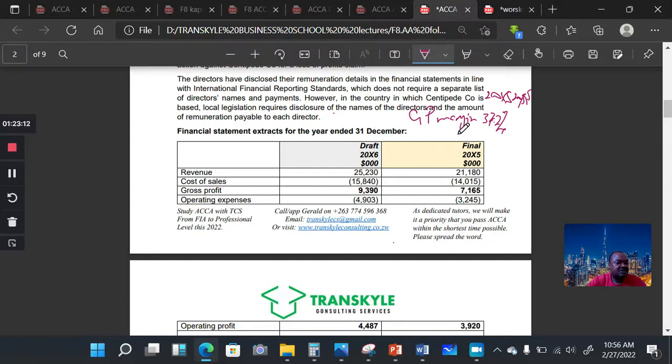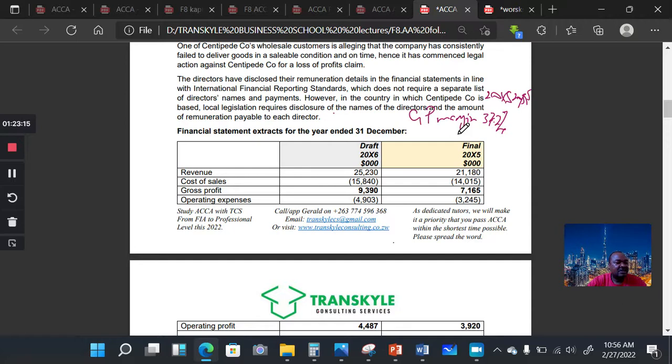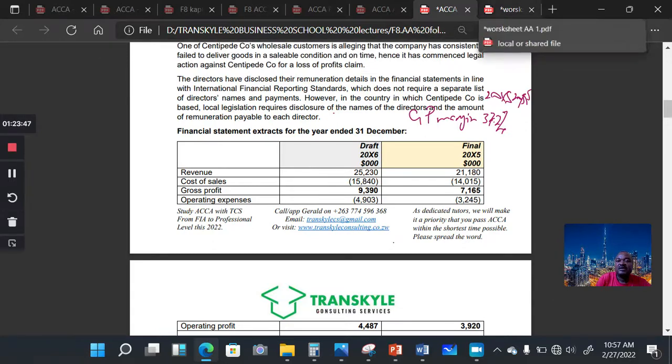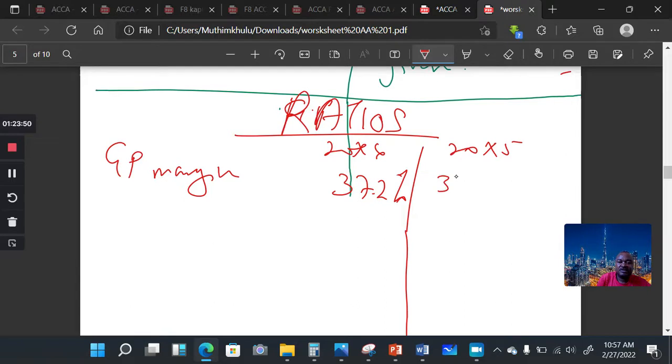We are saying 7165 divided by 21,180. That's 33.83%.